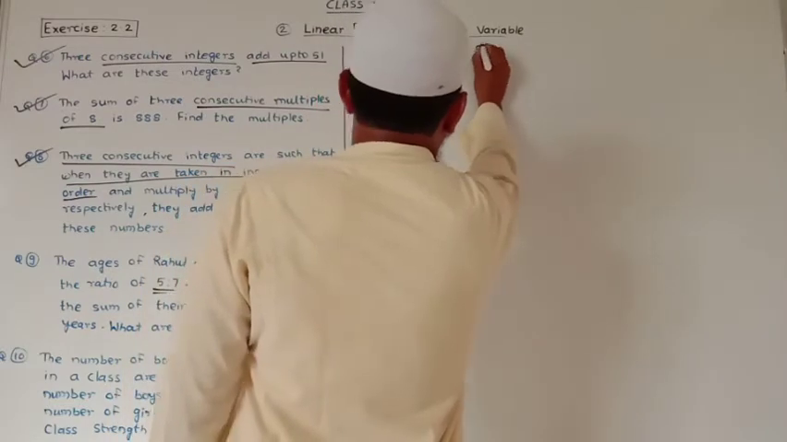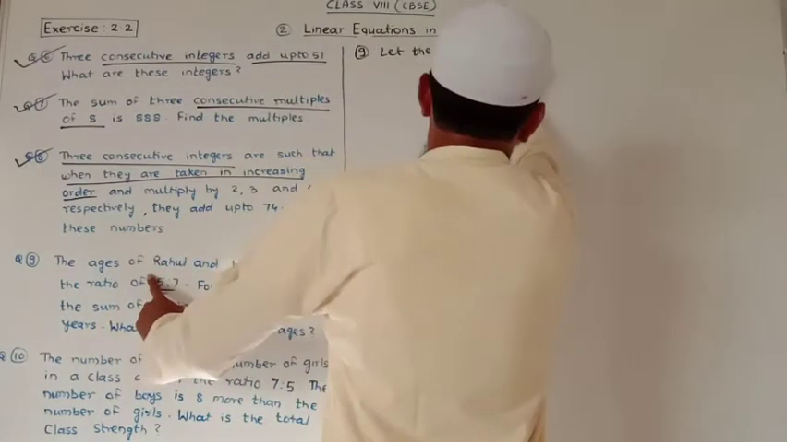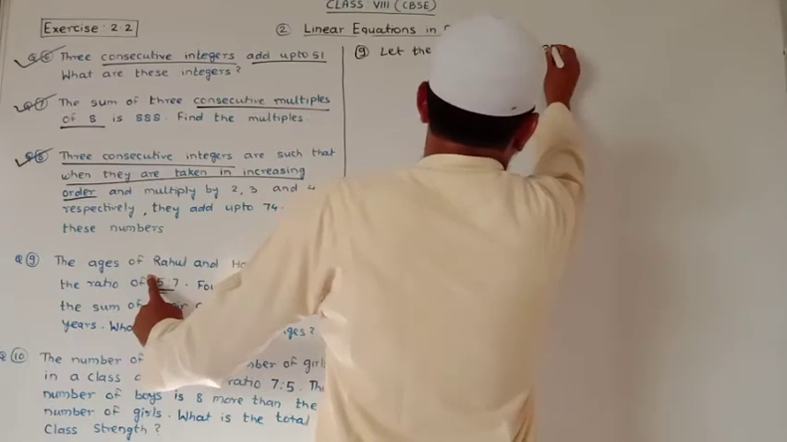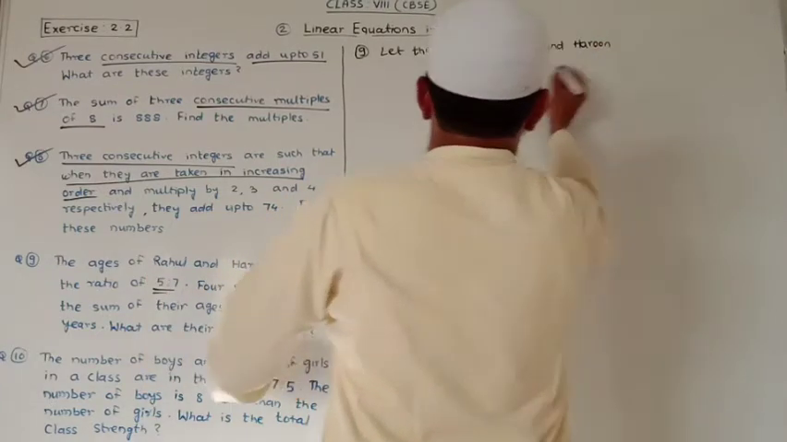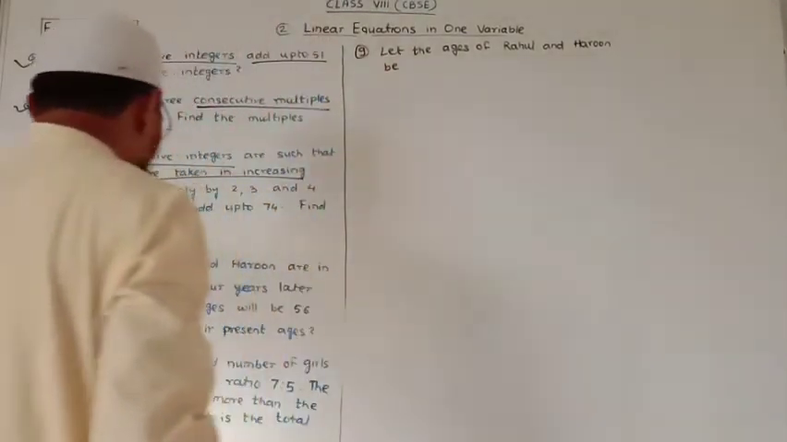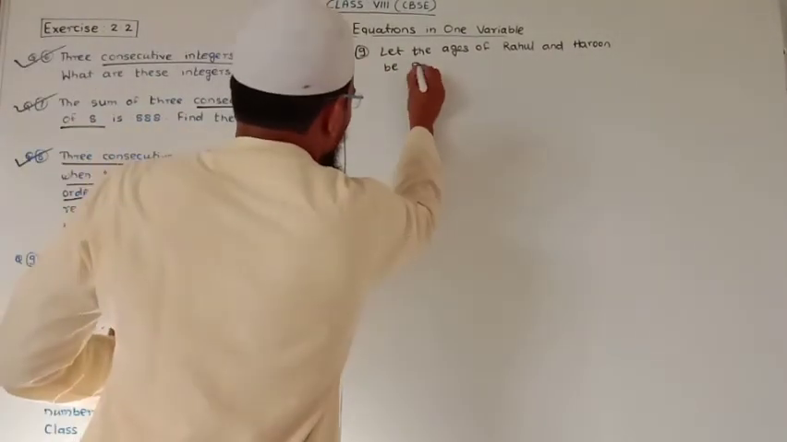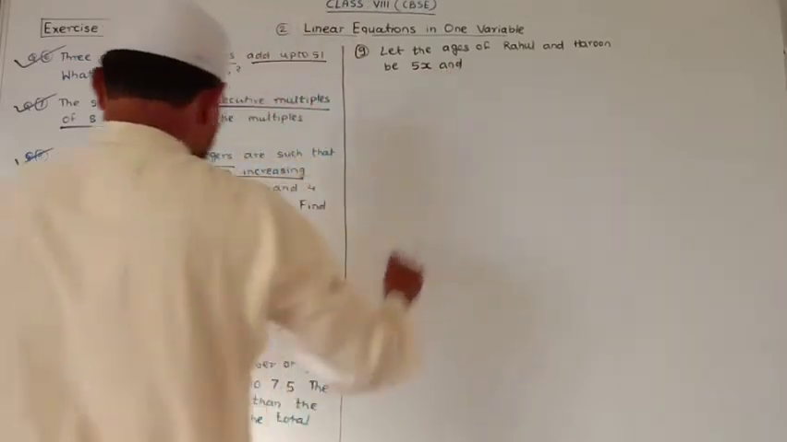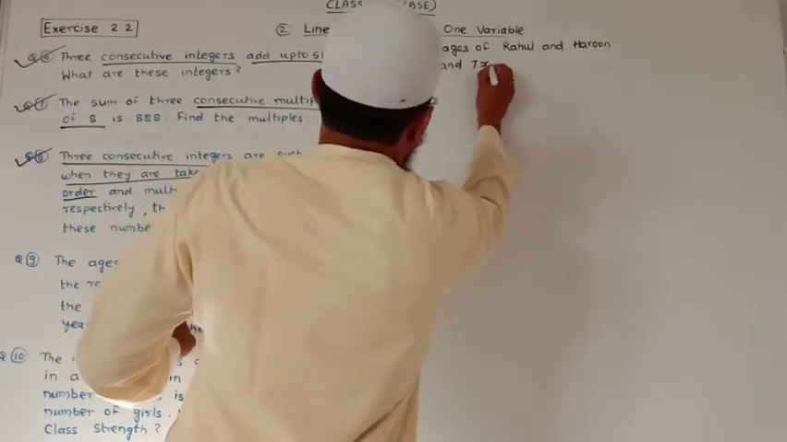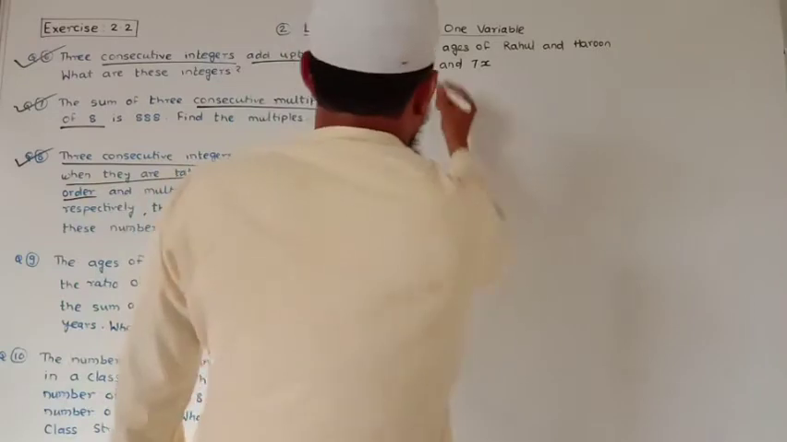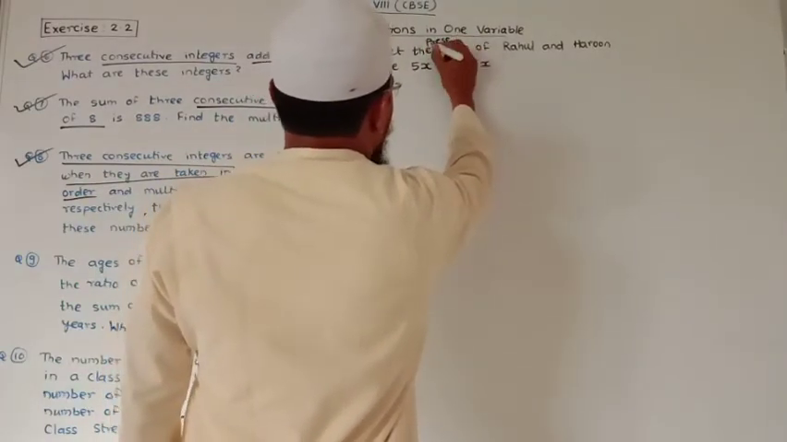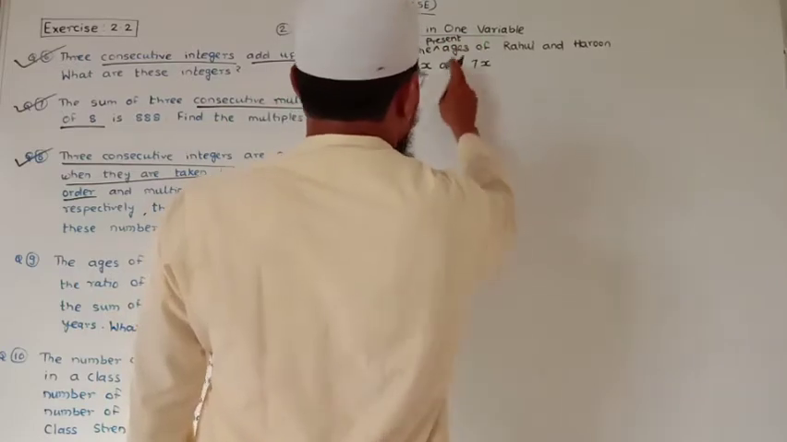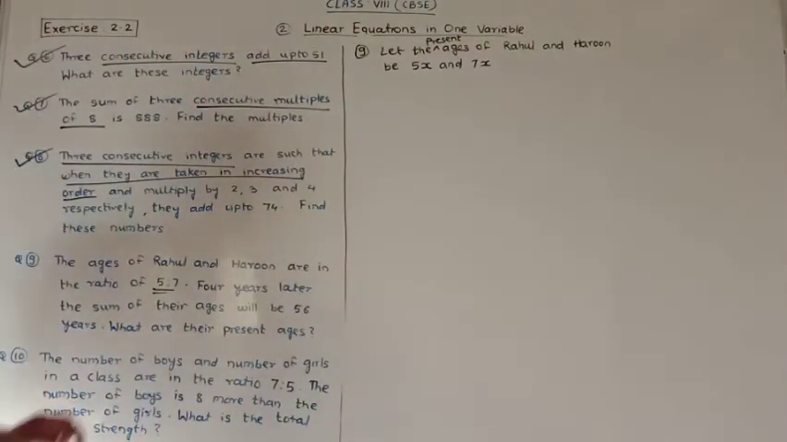ages of Rahul and Harun be, first is 5, so 5x, and second one is 7, so 7x. Let the present ages of Rahul and Harun be 5x and 7x.